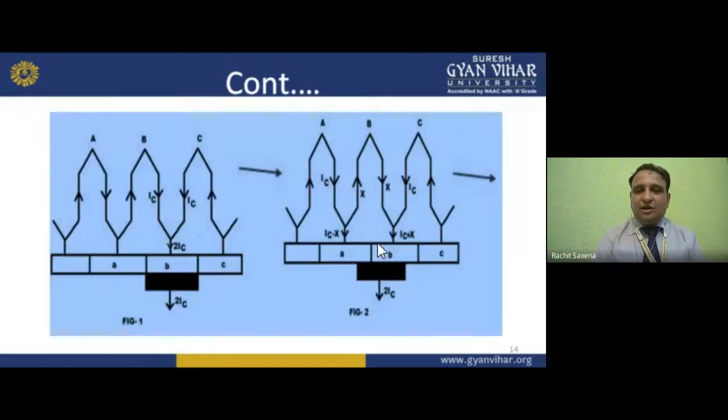Now I hope you understand. It is also shown in these diagrams, in these figures basically. I hope you understand, my dear student. Now moving forward.